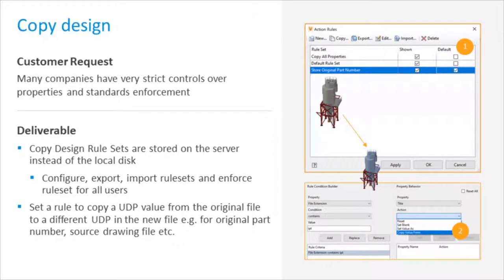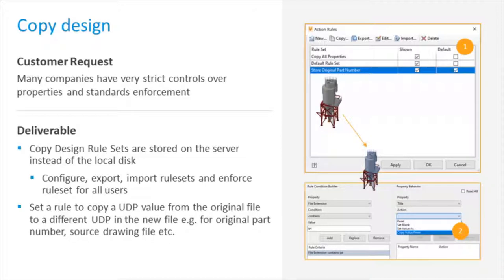For copy design in Vault 2021 Workgroup and Professional, rule sets are now stored on the server. This makes it possible for administrators to manage copy design rule sets globally and to provide standard settings for copy design behavior. Additionally, new functionality in copy design makes it possible to copy property values from the original file to any user-defined property in the new file. For example, the original part number or the source drawing file.